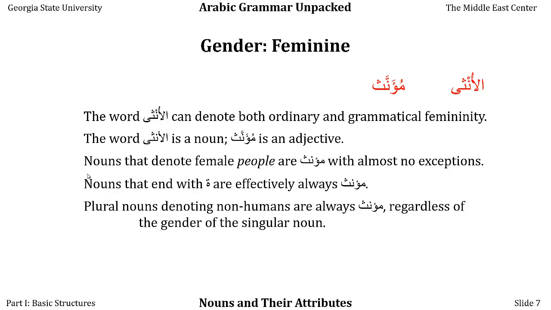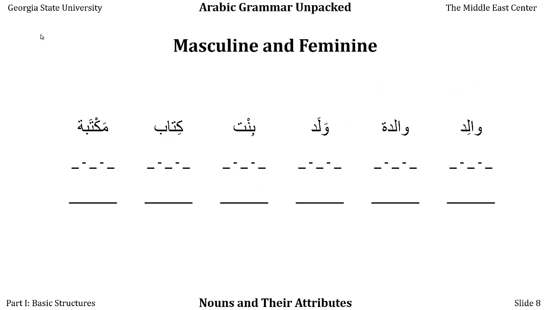However, the most important rule you're going to learn here is that plural nouns denoting non-humans, animals, plants, objects, ideas, are always mu'annath, regardless of the gender of the singular noun. And I'll reinforce this as we go through this lesson. If you can learn this rule, you've learned the hardest. Let's take a look at some examples of masculine and feminine nouns.